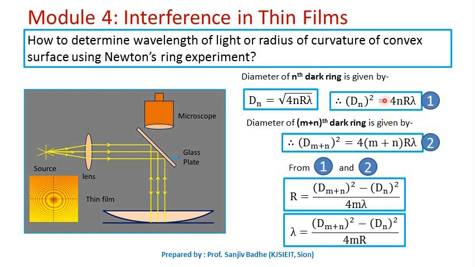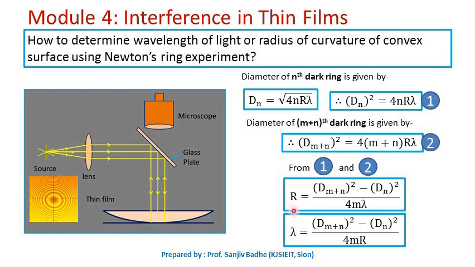We can subtract equation number 1 from equation number 2, and from equation 1 and equation 2 we can write r to be equal to d(m plus n) square minus dn square upon 4 m lambda. Or if you take lambda on this side and r on the other side, we can calculate the wavelength of light lambda to be equal to d(m plus n) square minus dn square upon 4 m r. So this is how we can calculate the wavelength of light using the Newton's ring experiment, and the radius of curvature also using the Newton's ring experiment.